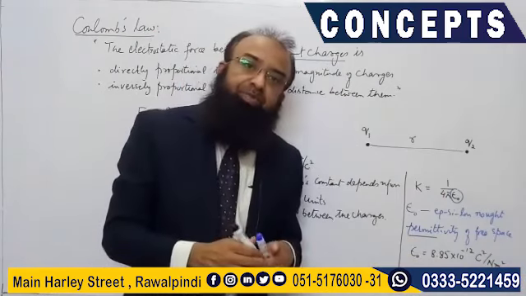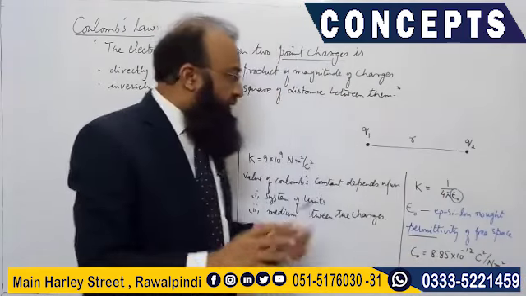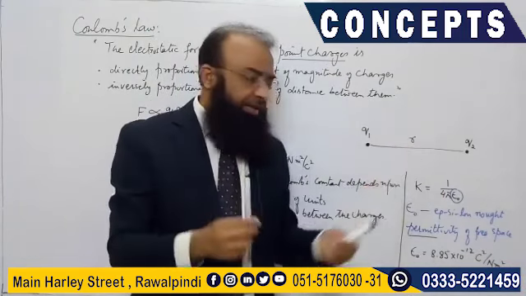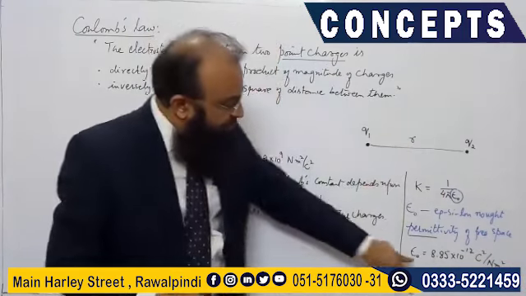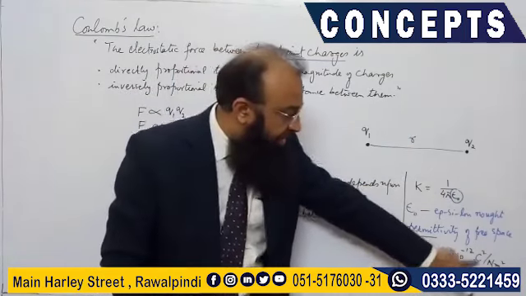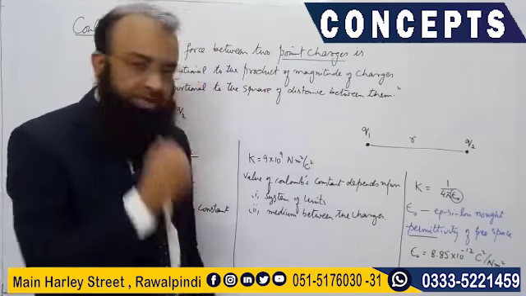The permittivity of free space means vacuum. So it means that if these charges are in vacuum, then the permittivity of that vacuum will be 8.85 into 10 to the power minus 12.